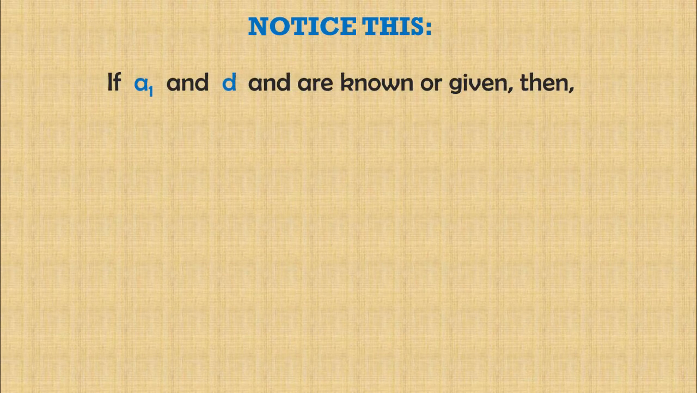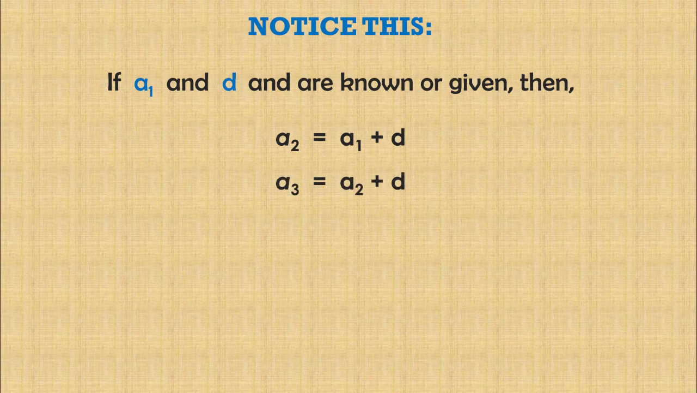Now notice this. If a sub 1 and D are known or given, then we can use this equation. A sub 2 equals A sub 1 plus D, meaning the second term will be equal to the first term plus the common difference. A sub 3, the third term, will be equal to A sub 2, which is the second term, plus the common difference.